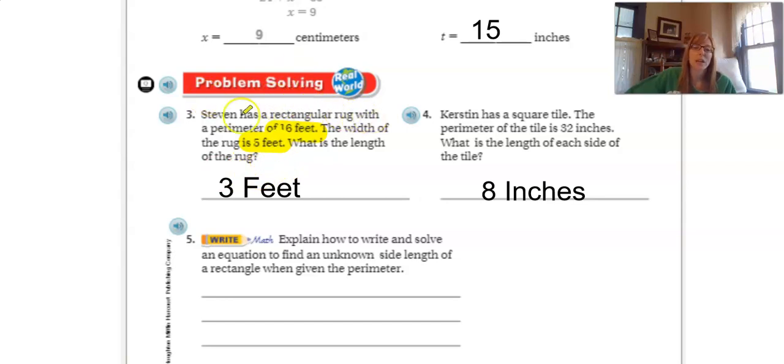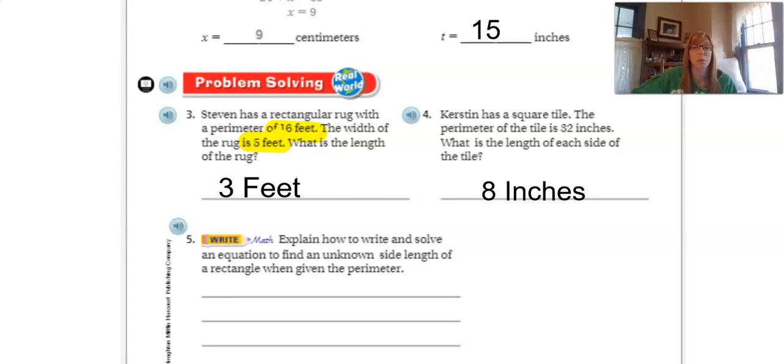So the rectangular rug with a perimeter of 16. You have to remember a rectangle has 2 longer and 2 shorter sides. Okay, so the width of the rug was 5. So you'd have 5 plus 5 is 10. Okay, but then you have 6 left. Well, you have 2 lines that you still have to have sides for.